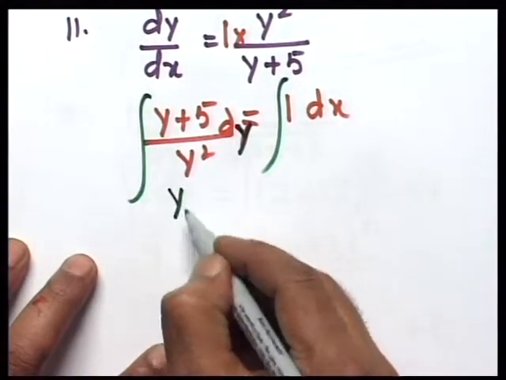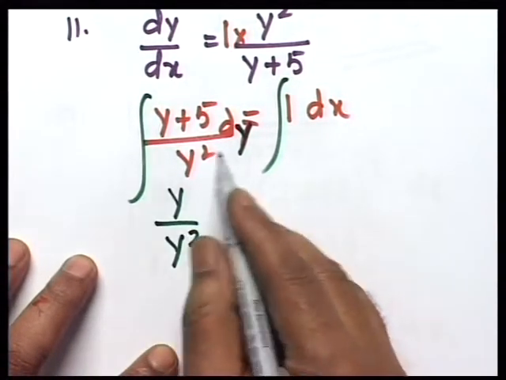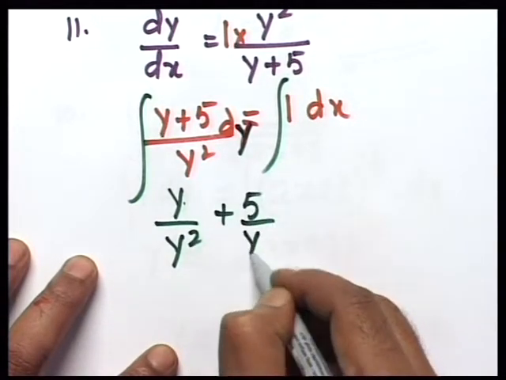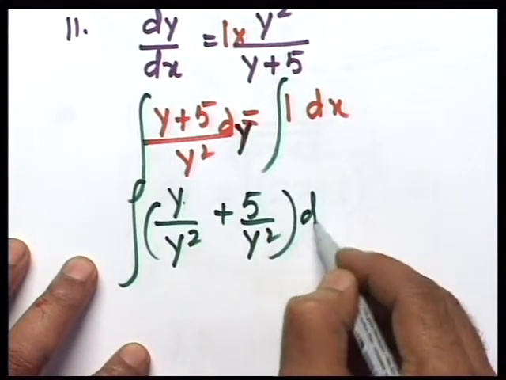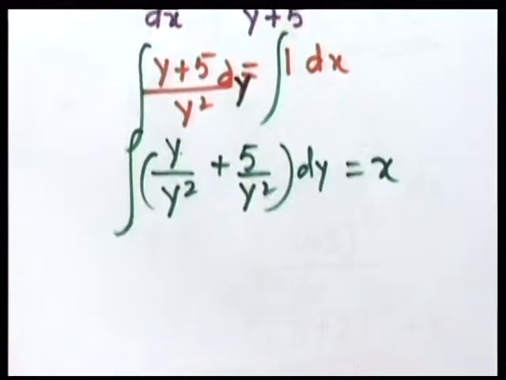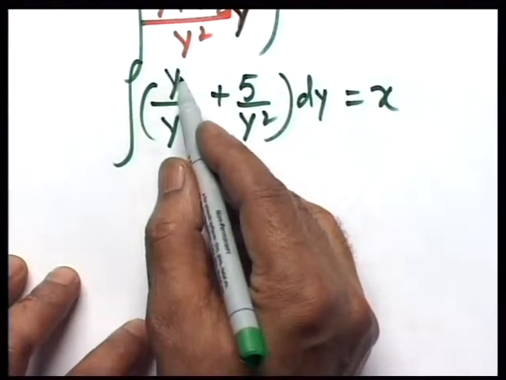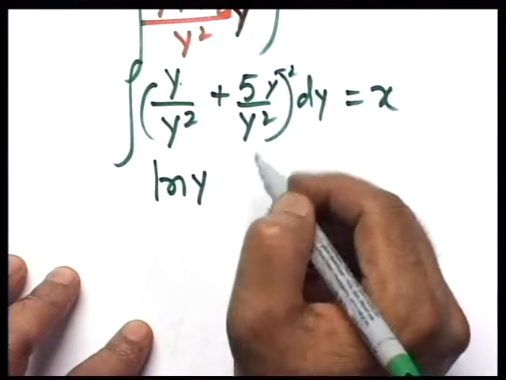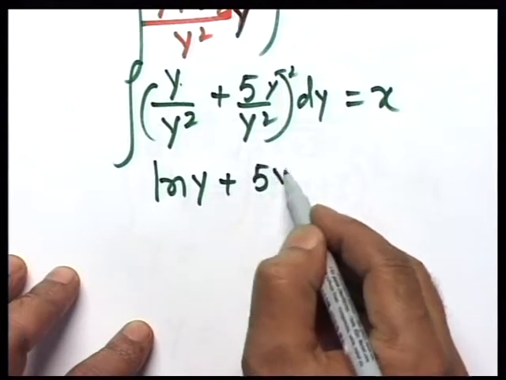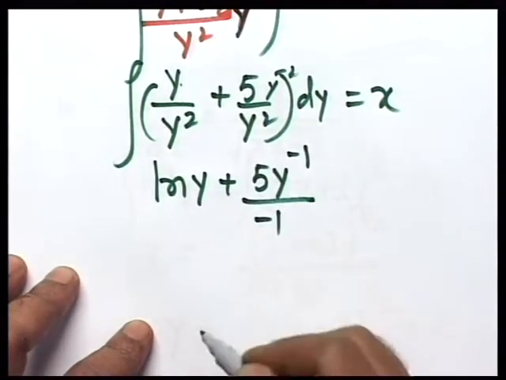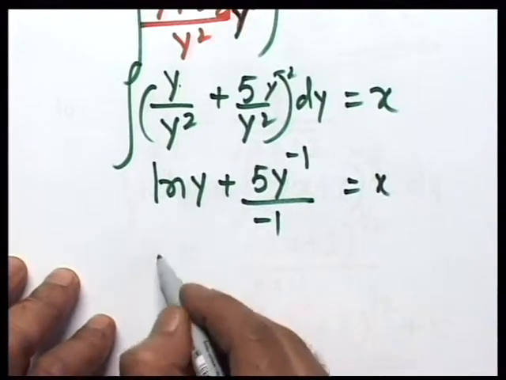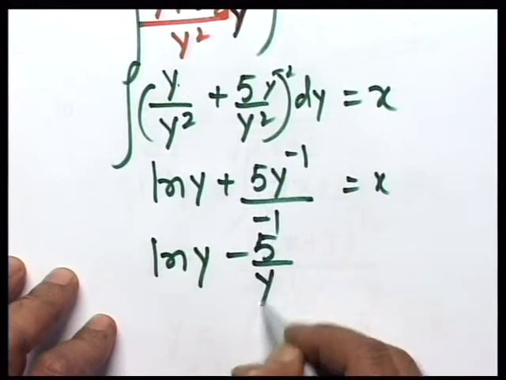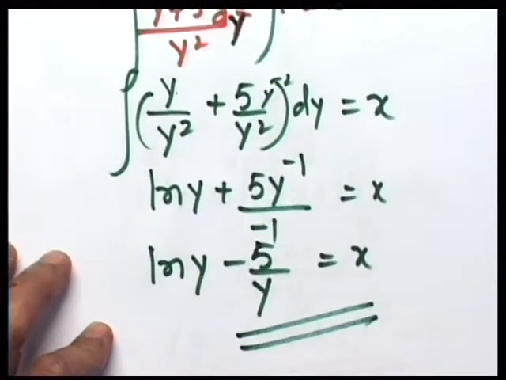Split that, right? You know how to integrate these expressions. We have y over y square plus 5 over y square, and integrate dy is equals to x. Then that's actually 1 over y, so you get natural log y, and this is 5y to the minus 2, please. So that's going to be 5y to the minus 1 divided by minus 1 after the integration. So this is natural log y minus 5 over y is equals to x. You can leave the answer like that.